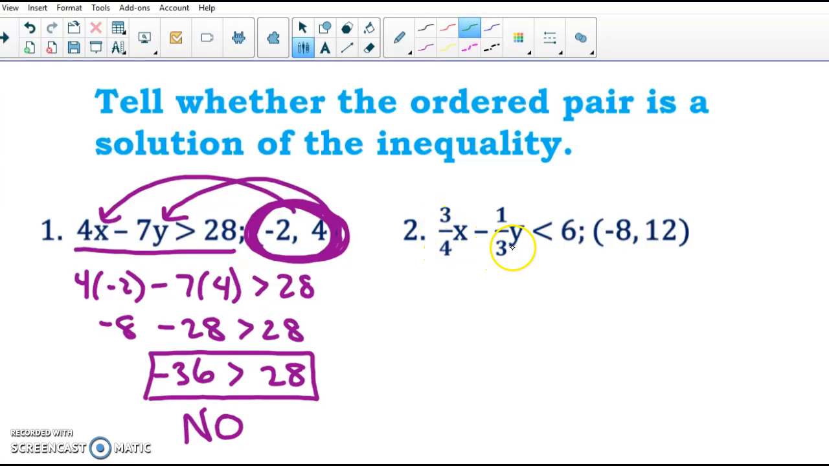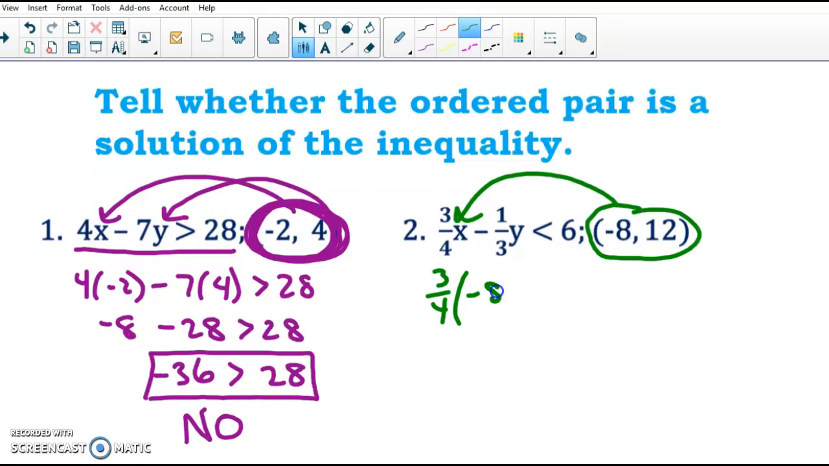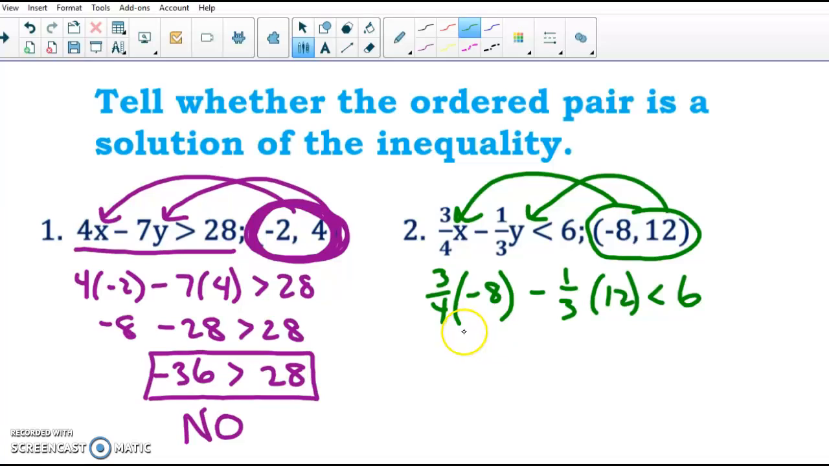3/4 x minus 1/3 y is less than 6. I want to know if -8, 12 is a solution. So I'm going to substitute -8 in for x. And I'm going to substitute 12 in for y. And see what I get. So I'm going to simplify first by multiplying, then subtracting according to the order of operations.